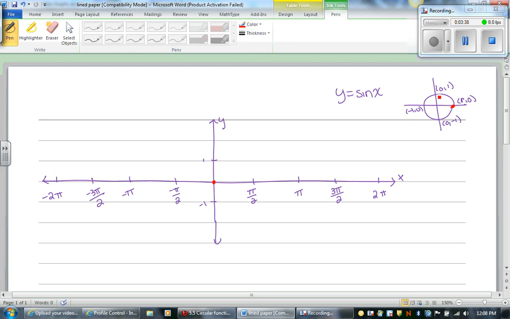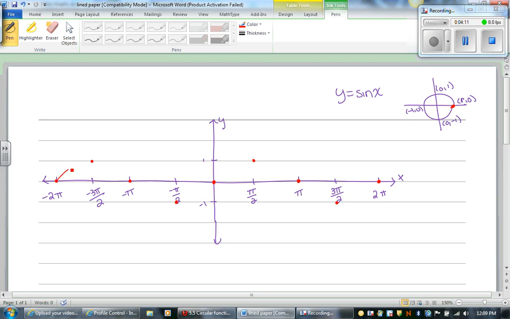At pi over 2, sine is 1. So I'm going to go up to 1 here. At pi, we're down to 0 again. At 3 pi over 2, we're down to negative 1. And then 2 pi, we're back to 0. Follows a trend if I go in the opposite direction as well. Negative pi over 2 is going to be negative 1. Negative pi is 0. Negative 3 pi over 2 is 1. And negative 2 pi is 0.